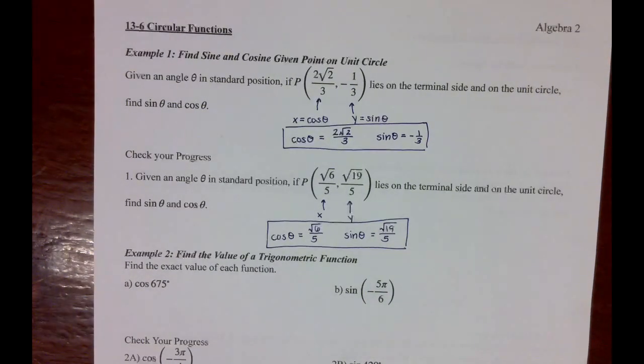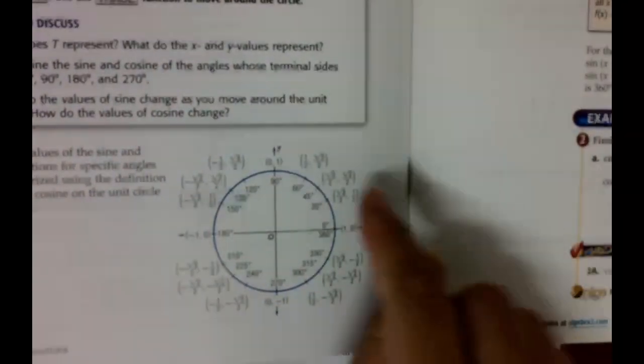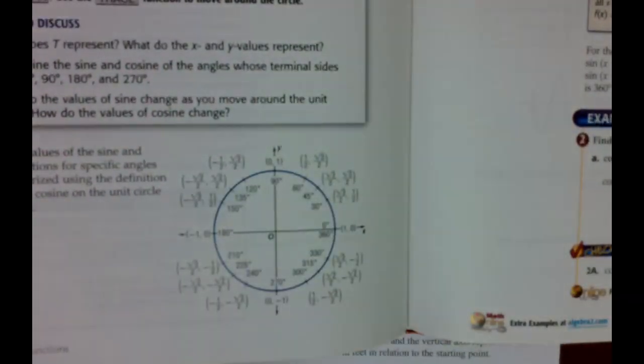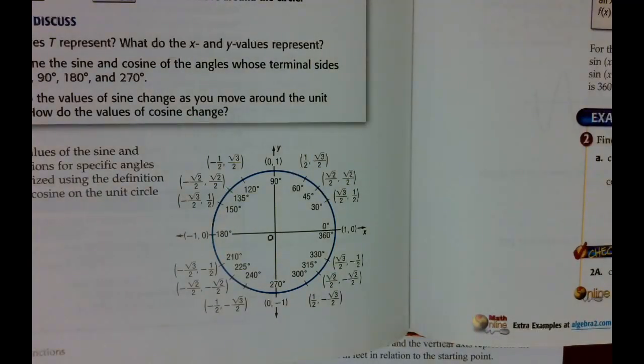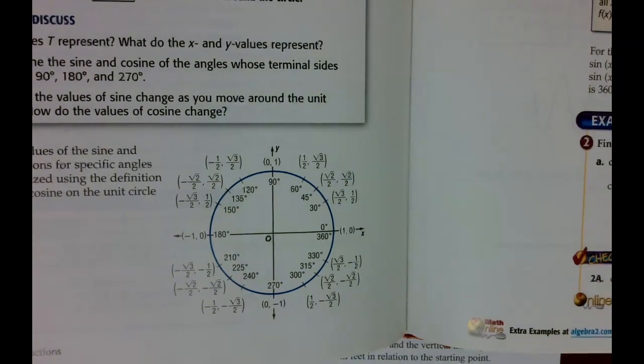Now we're going to be using the unit circle and talking about periodic functions. Here is the unit circle. It's on page 800. Again, in a previous lesson I talked about a great way to memorize it. You are going to have to memorize it, and you're going to use it in the future, so it's good to memorize it now.